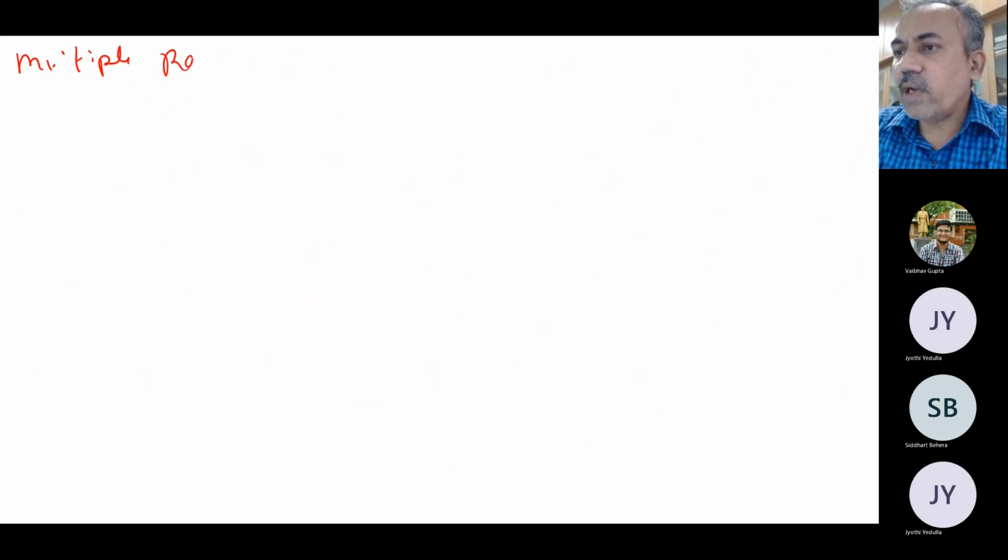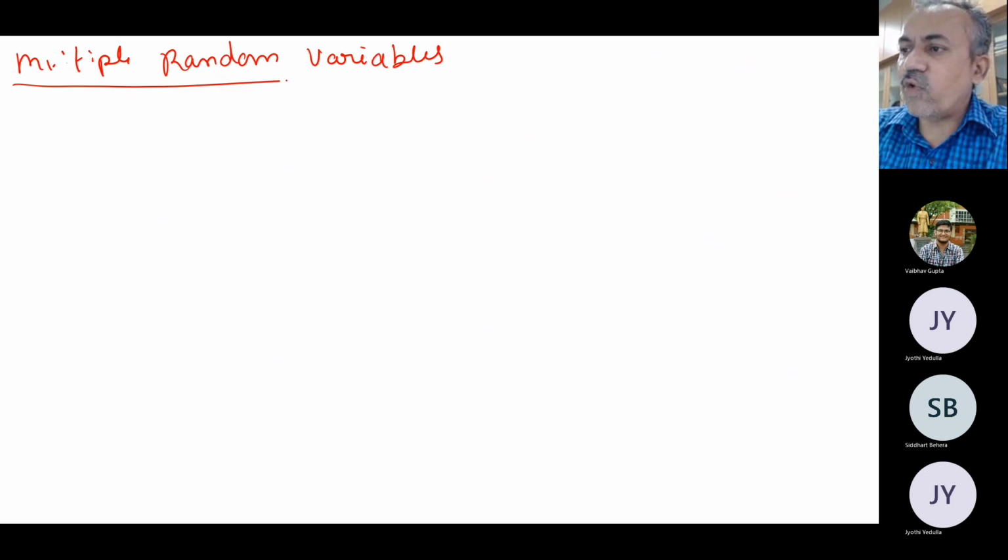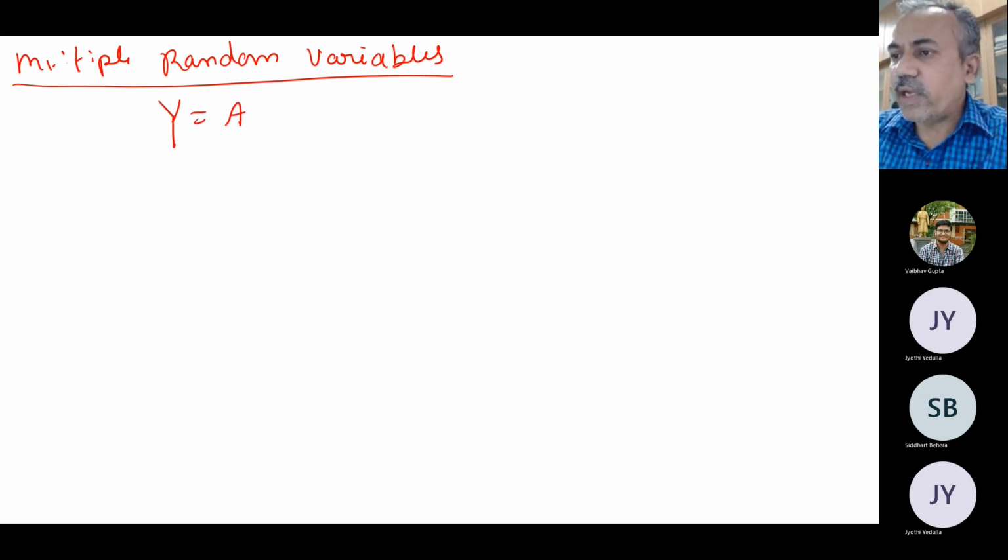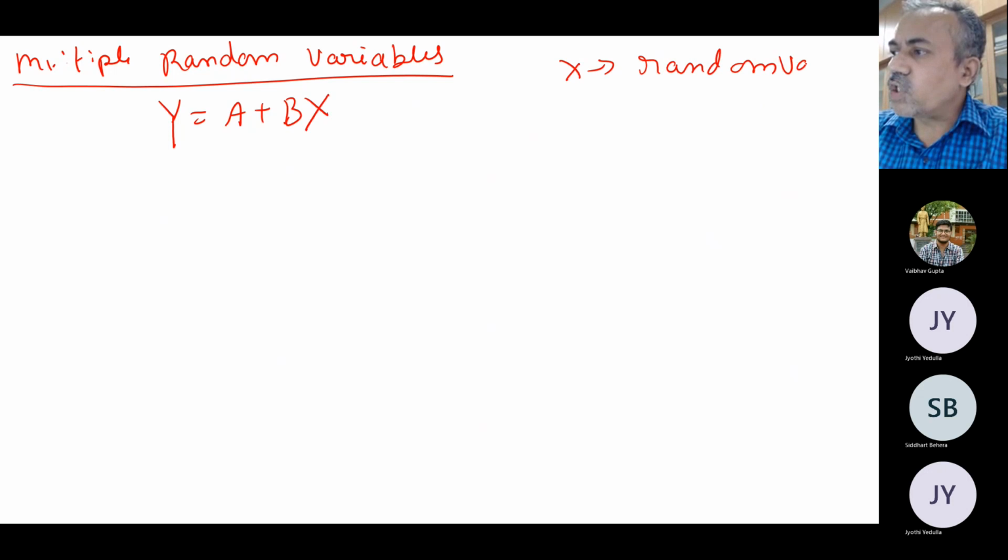Okay, so there are multiple random variables. There are many, not just 3 or 4 or whatever; we are just generalizing. So this is the first step: Y is equal to a plus bx actually, where X are the random variables. So you transform all of them into reduced variates.